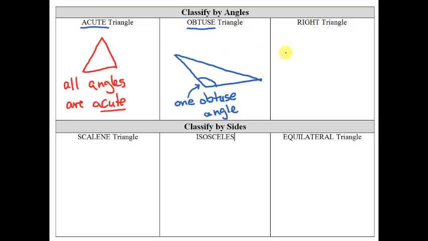And then we've got finally a right triangle, and just like its name indicates, a right triangle is going to have a right angle in it. How many right angles can it have? Well, just one. So there's going to be one right angle.